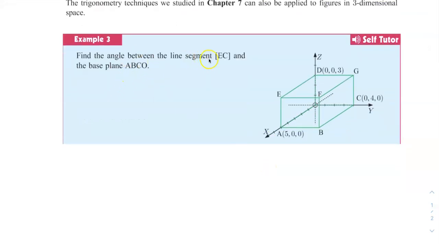Find the angle between the line segment EC. So we're talking about the line segment E. E starts here, C ends right there. So if I was connecting those two, it'd be right there, hoping to make a straight line for me. And the base of the plane ABCO. So that's the base of the plane. Right here's A, B, C, O. So the base of the plane right here.